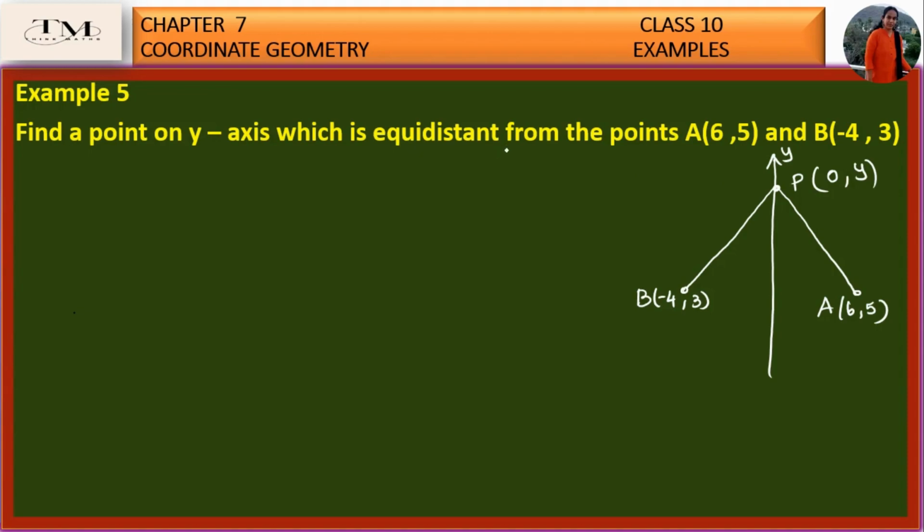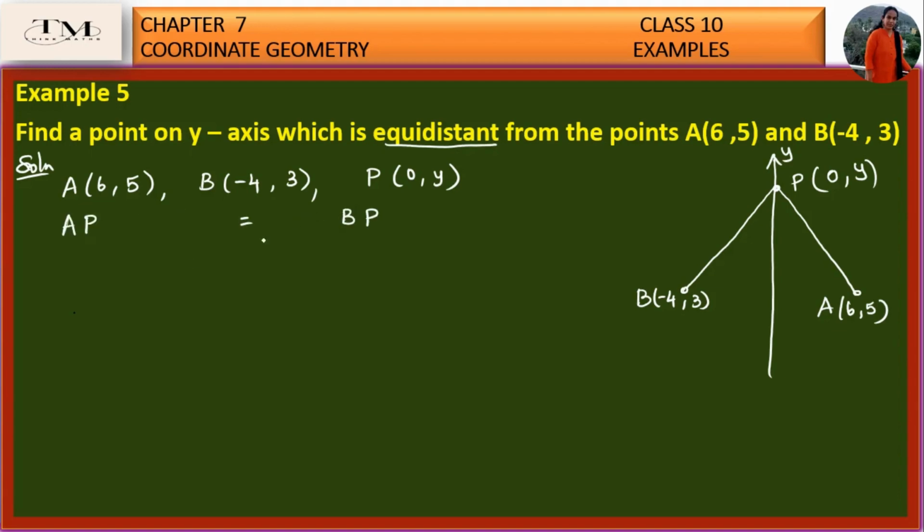If it is equidistant, we have AP is equal to BP. They gave A as 6, 5 and B as minus 4, 3. So the point P is 0, y. If it is equidistant, we should have AP is equal to BP. Okay, so then we have to find the value of y. We have to find a point on y-axis. X coordinate is 0. Just we have to find out the value of y. So this will be x1, y1 and this will be x2, y2.